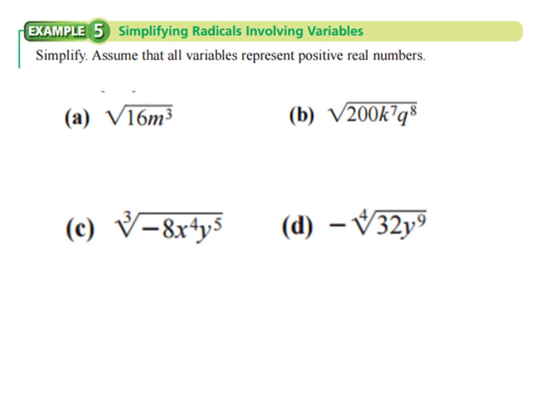And now we have some variables included. So same sort of idea. We would set up 2 radicals, one for the stuff that will perfectly fit, like 16 and m squared, and the other for the leftover factors that can't be square rooted. So in this case we'd have 4m times the square root of m.